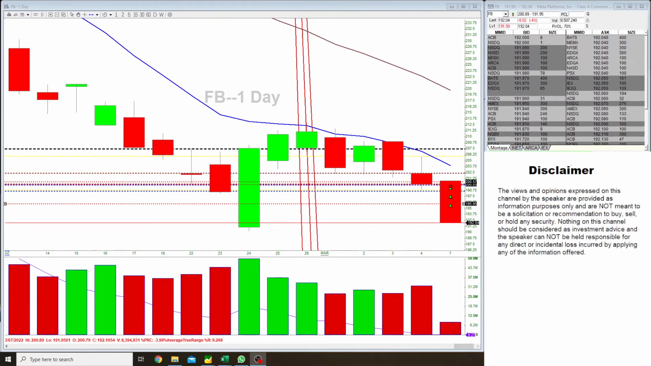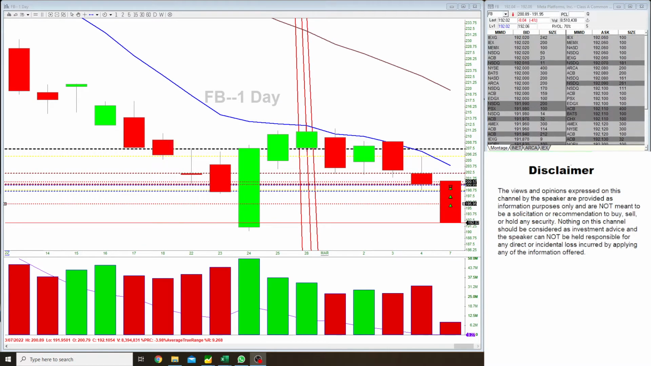So today I'm going to go over exactly how I traded ticker symbol FB for some decent profit.